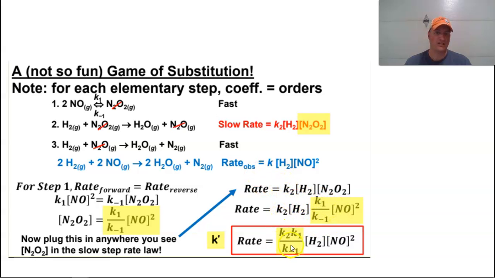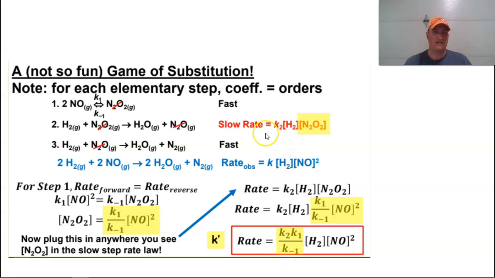Now, as far as your rate, the actual rate component, you might be asked to determine what is the ratio between these two here. Again, you're going to plug them in, right? If I plugged it in here, I'd have K2 times K1 on top, K negative 1 on the bottom. This to the first order, this to the second order. This K prime is essentially what this is. Sometimes that'll be referenced as K prime. Sometimes you'll need to be able to tell us what is the order of these different rate constants. It all depends on the question.